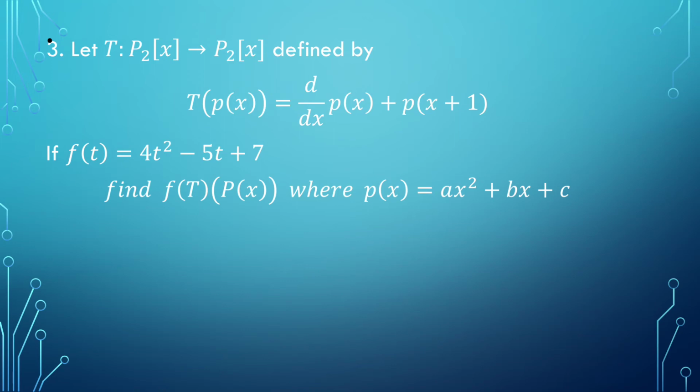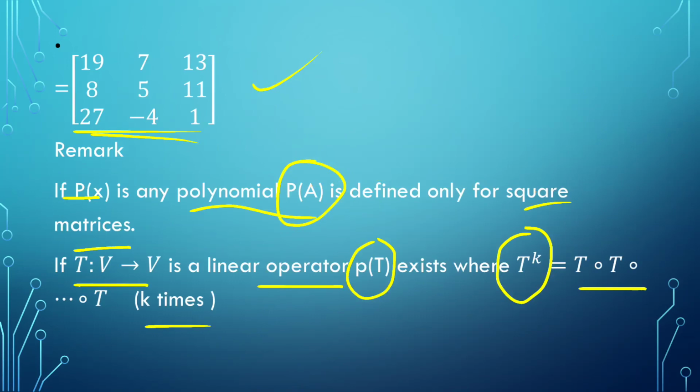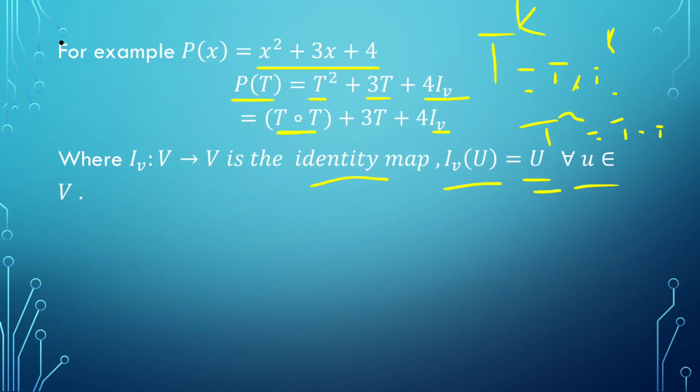So let this operator map P2 to that, which we are saying there. This is what we are calling a linear operator, as we have just noted from there.